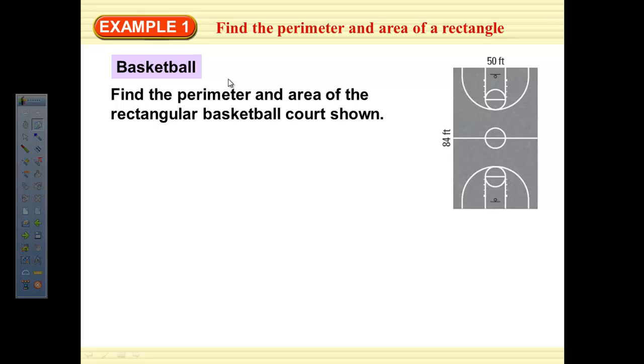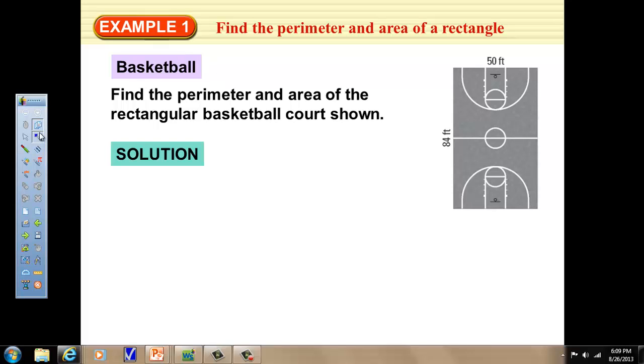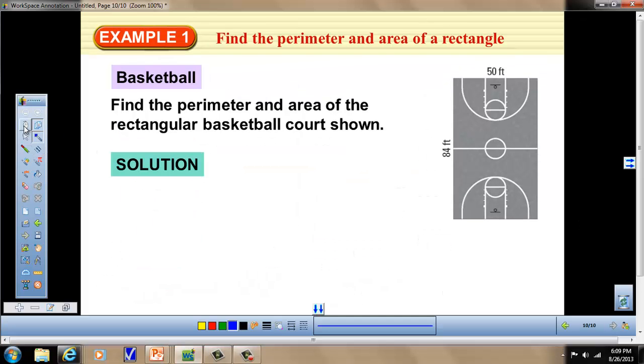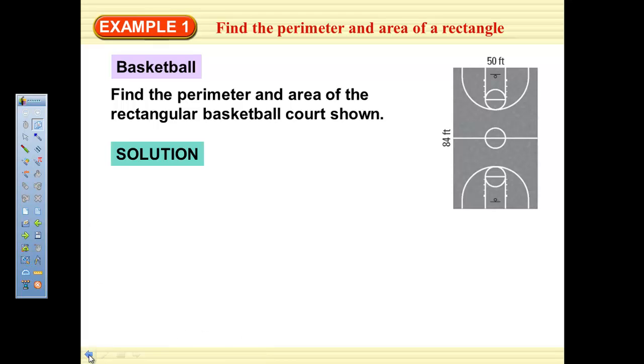Now we're going to look at perimeter or circumference and area of some basic shapes. In this case, we're going to look at the area of a rectangle and the perimeter of a rectangle. So for this example here, let me back this up real quick.